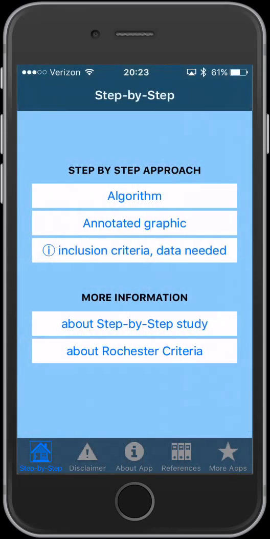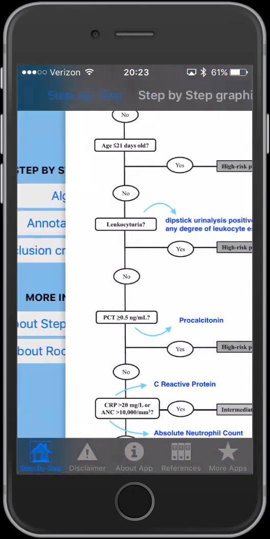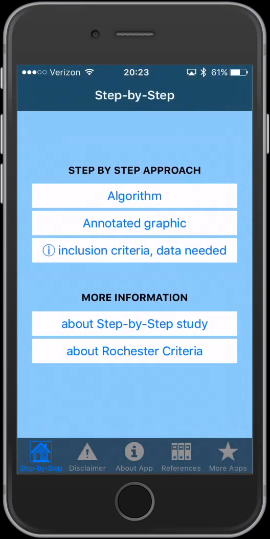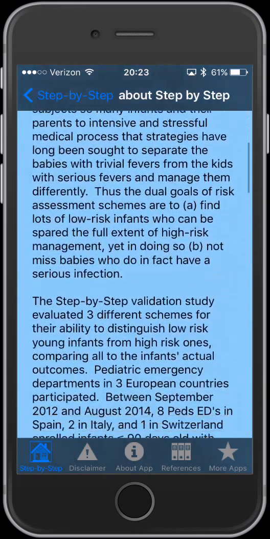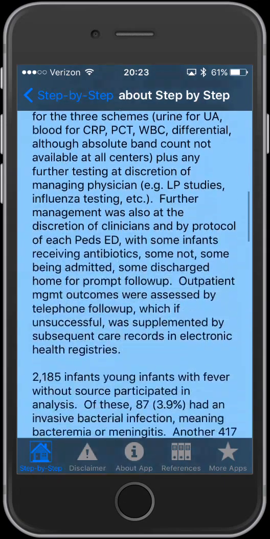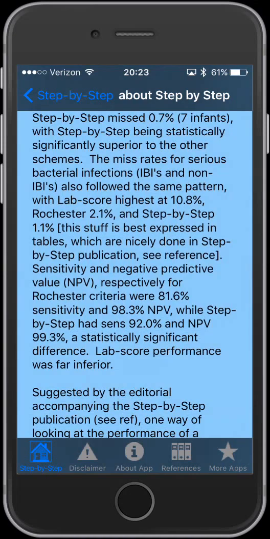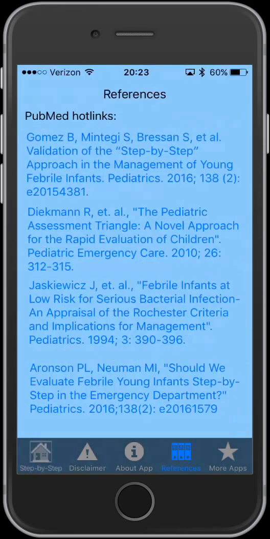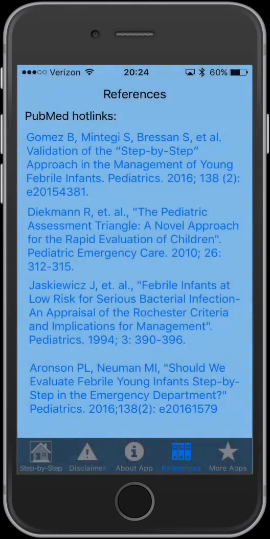If you want to see this visually, it has a very nice, easy to follow visual algorithm, which I really like. Gives you, again, more information about the inclusion-exclusion criteria and a great deal of evidence-based medicine about the step-by-step study, who was in it, where it was done, a number of quality evidence-based medicine measures such as sensitivity, negative predictive value, etc. are all included. These references are all linked to the actual studies, which is great.